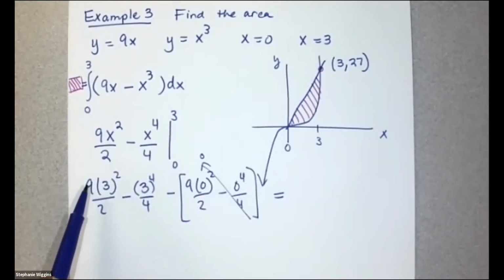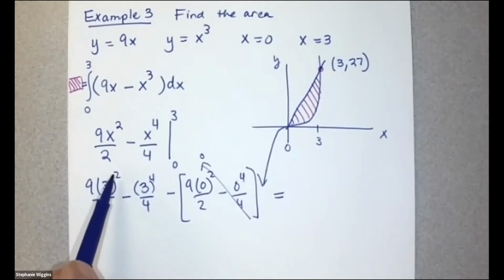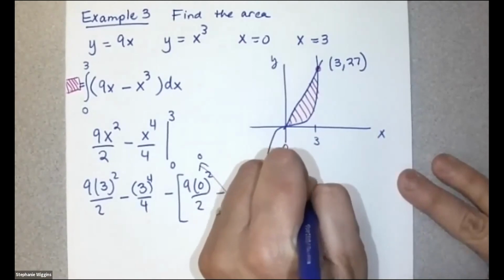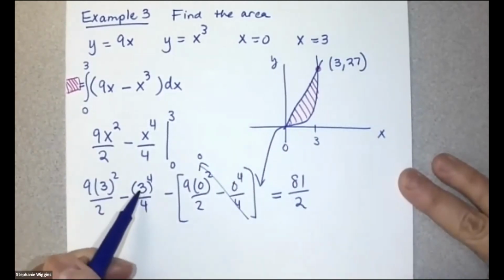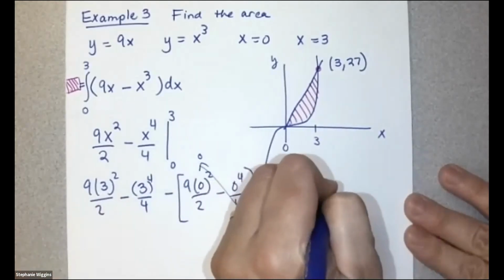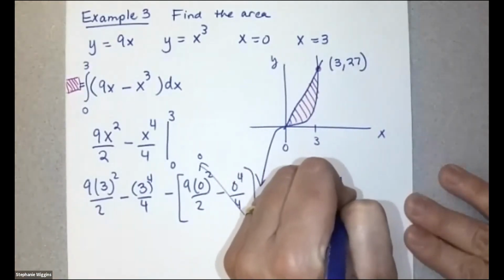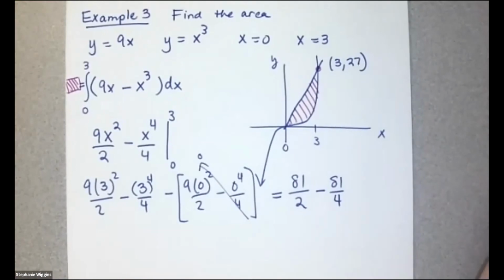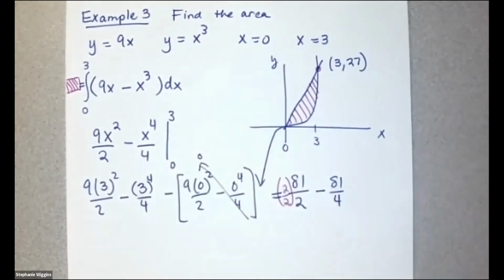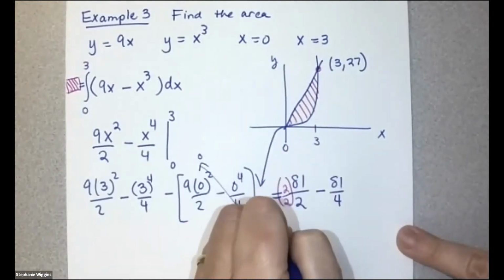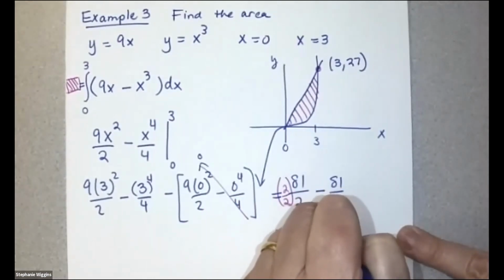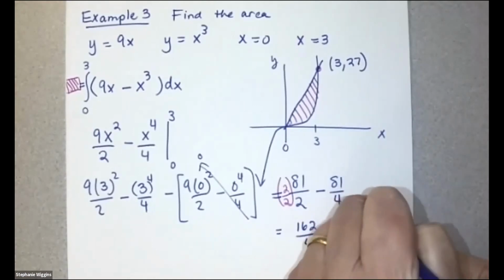So this becomes, okay, 3 squared is 9. 9 times 9 is 81, so it's 81 halves. And then 3 to the 4th power is 81, so we're subtracting 81 fourths. To combine these two fractions, we get 162 fourths minus 81 fourths, which is just 81 fourths.